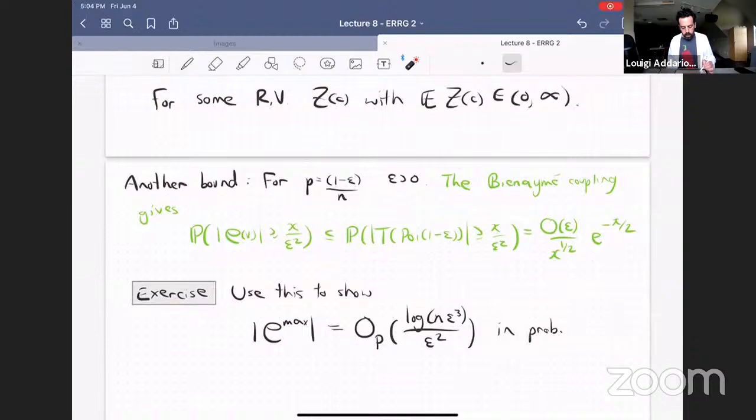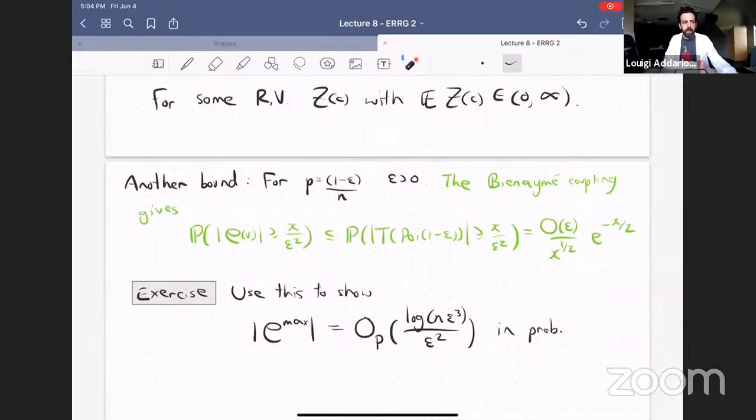So no, for this you don't need epsilon fixed. Someone asked in the chat, do you need epsilon fixed now? It's true when epsilon is fixed. This is just saying Cmax is logarithmic, but in fact this argument works for epsilon varying as well. Yeah. Okay.